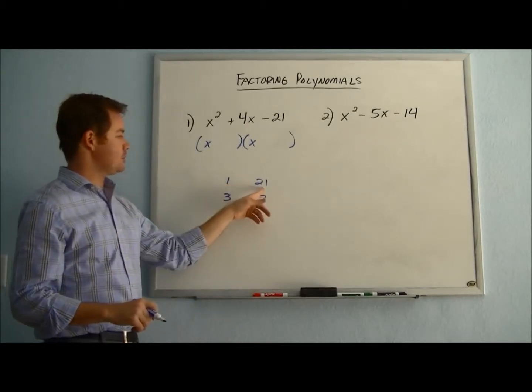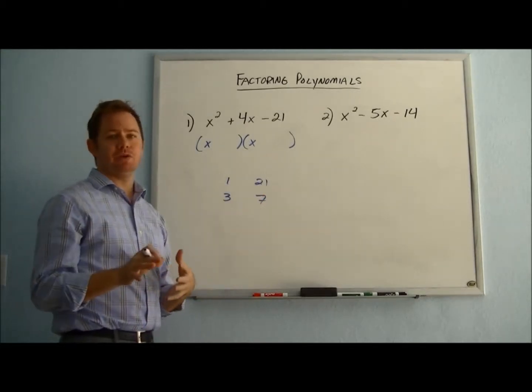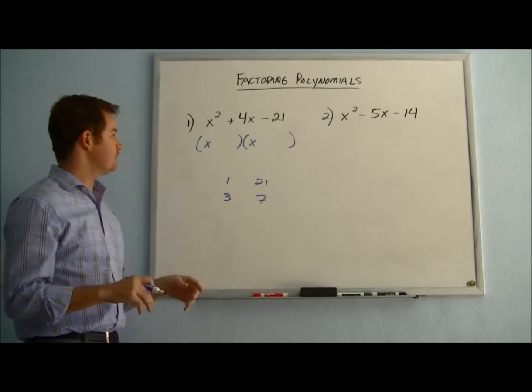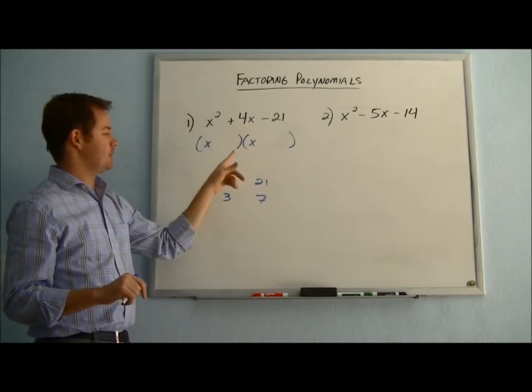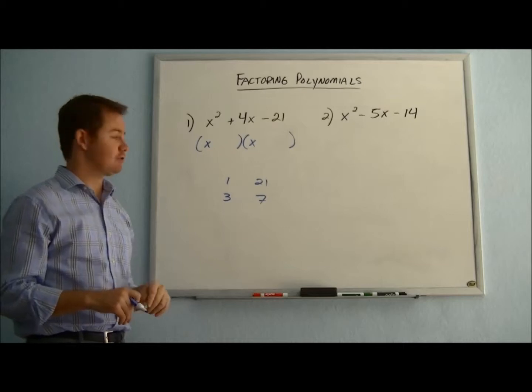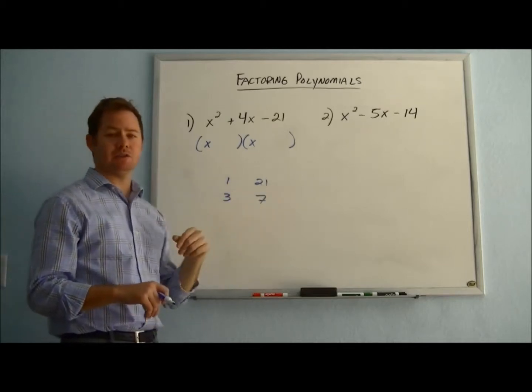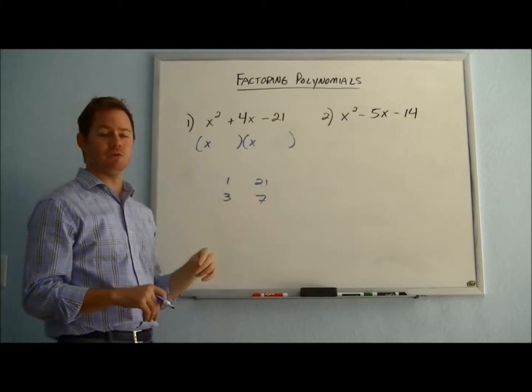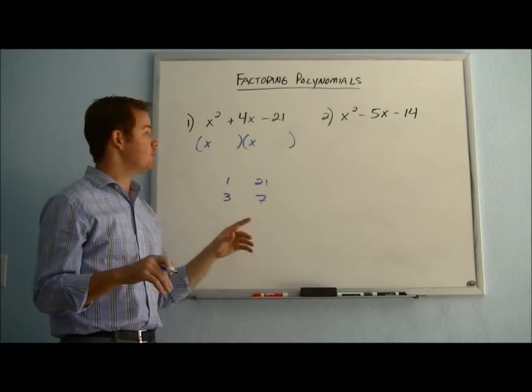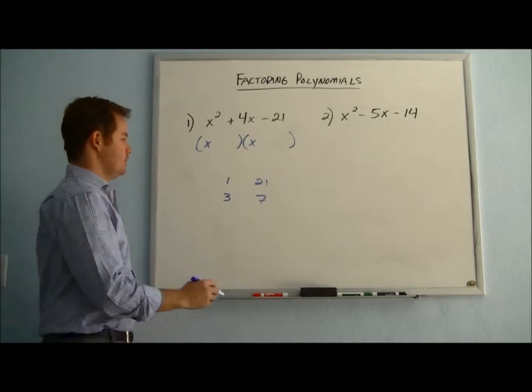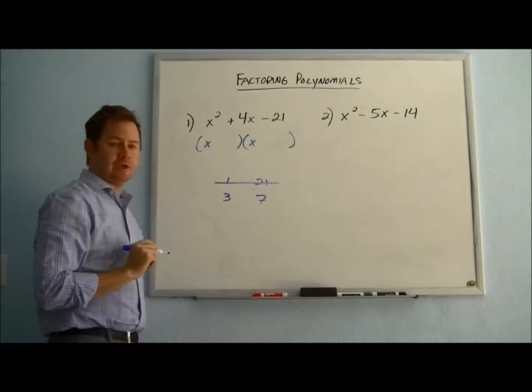So if we look at 1 and 21, no matter what we do with the positives and negatives, there's no way that we could get 1 and 21 to give us 4. Whether we did a negative 1 and a positive 21, or a positive 1 and negative 21, or negative negative, no matter what, we can't get 4 out of those. So that pair isn't going to work out.